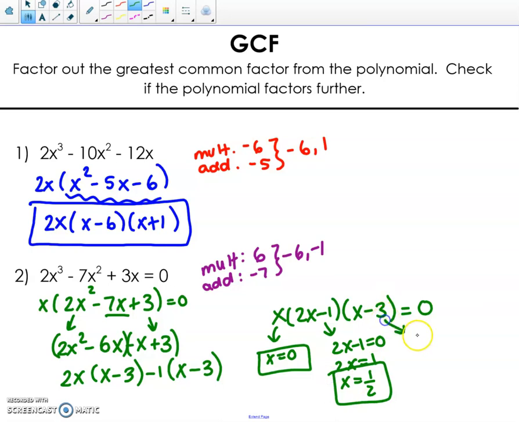Okay, and then we have x minus 3 equals 0, and x is equal to 3. So our original problem here had a degree of 3. That means that we should have 3 solutions, and we do right here: 1, 2, and 3.